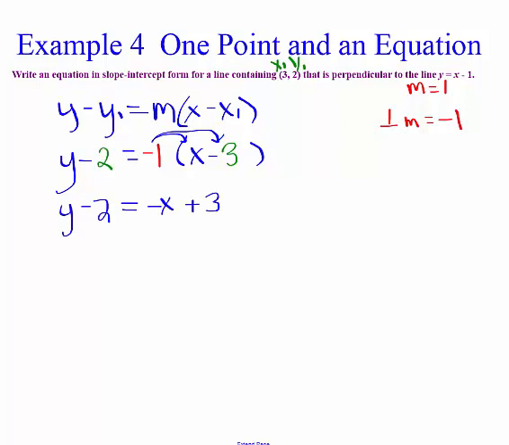I'm just going to distribute the -1 to both terms. So I would have y minus 2 equals -1 times x is -x, -1 times -3 is a positive 3. I can add 2 to both sides, and I get y equals -x plus 5. And this would be my equation of a line perpendicular to the line given and going through the point given.